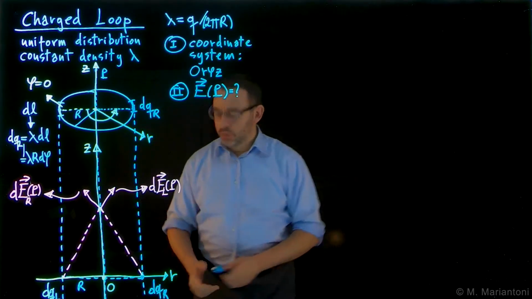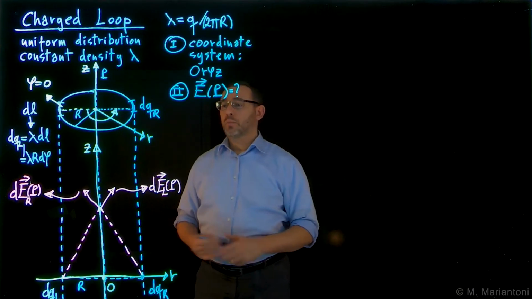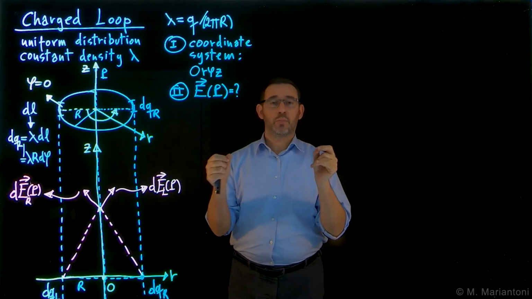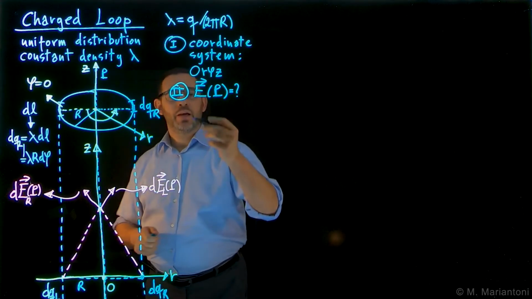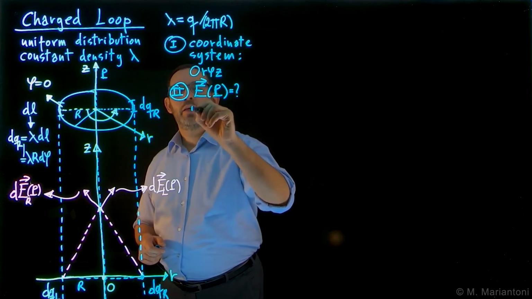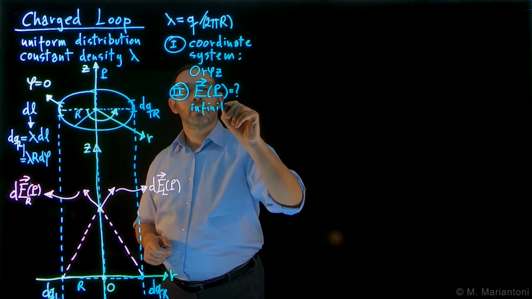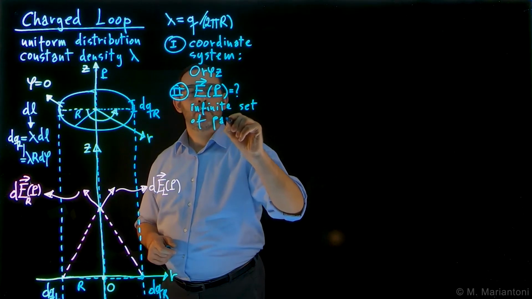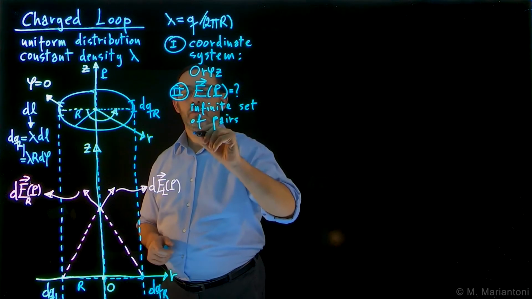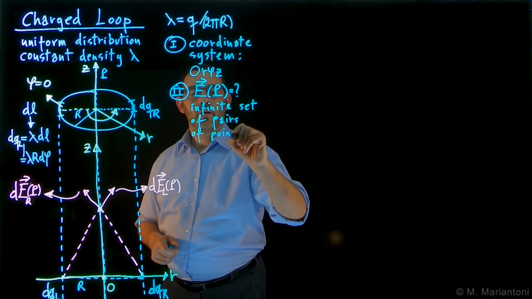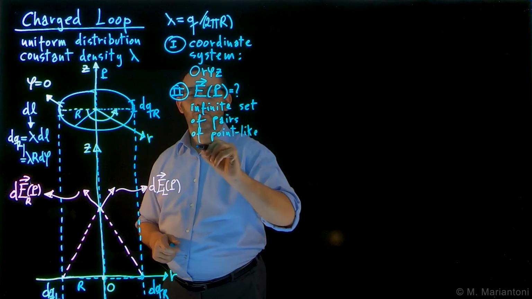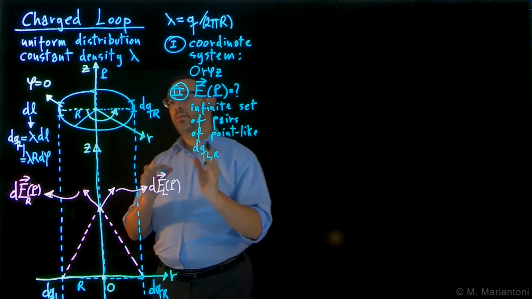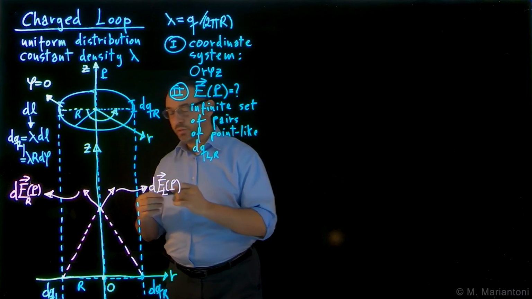So now that we know all that, in this specific case, in the case of the hexagon of charges, we had 3 pairs of such point-like charges. In this case, we're going to have an infinite set of such pairs of point-like charges with charge dq left, dq right. So we have an infinite set, dq left, dq right. Okay, so an infinite set of charges.